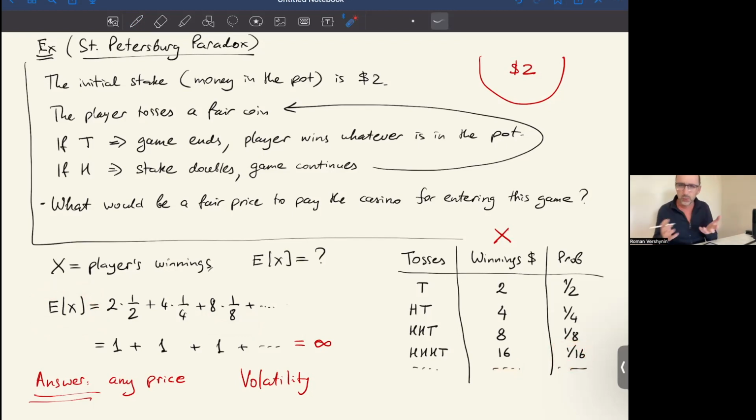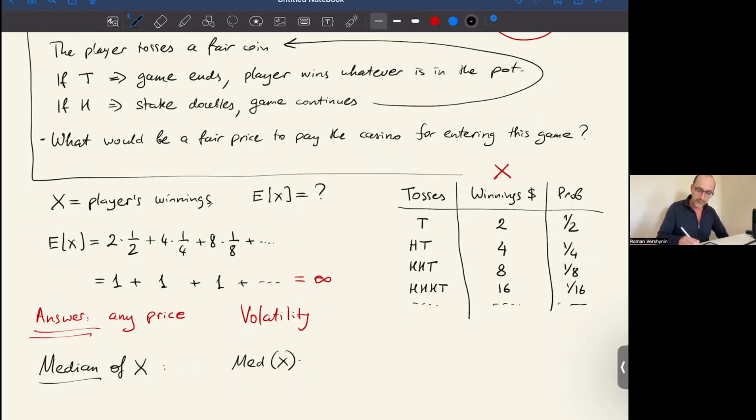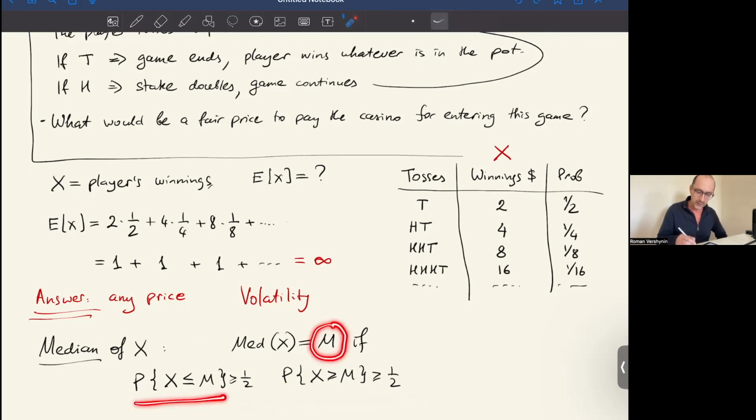The expectation is fooled. A more stable notion, a less volatile cousin of expectation, is the notion of a median of a random variable. It's defined as a number, m, that breaks down the sample space into 2 equal parts. The probability that the random variable is less than m, and the probability that the random variable is larger than m, should both be 1/2, or at least 1/2. A number m that makes both of these inequalities true is called the median.